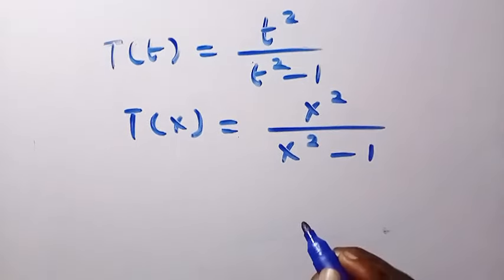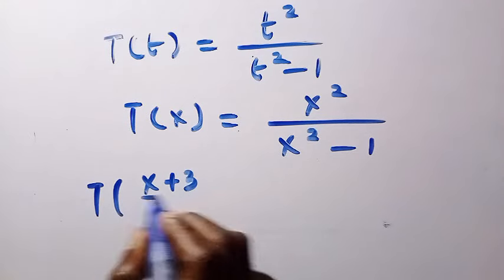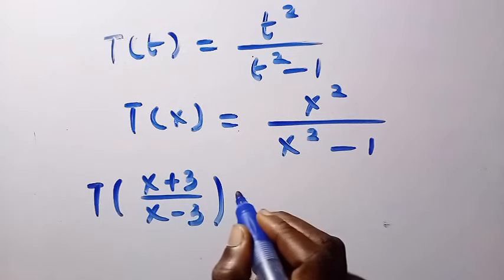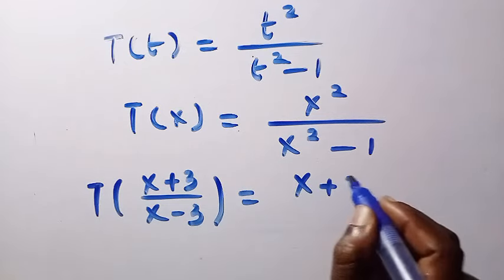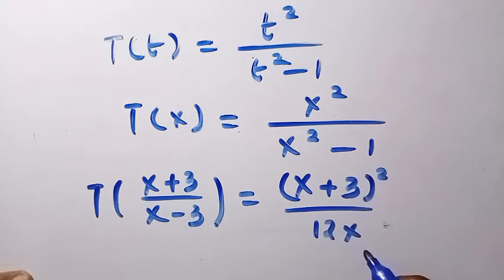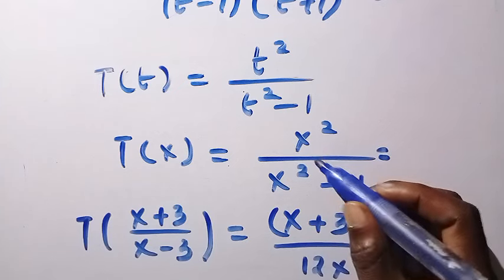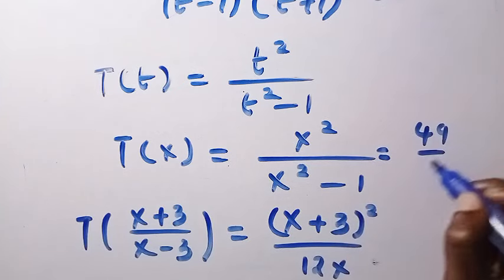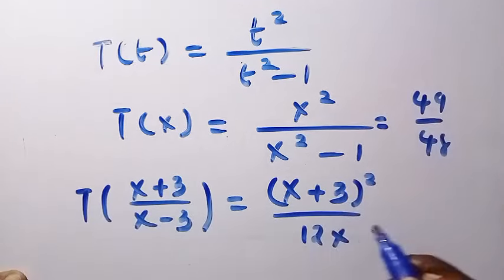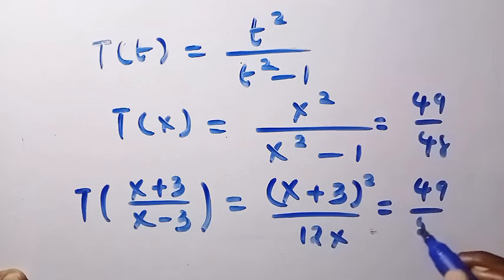We have two different things here. For the first one, we have t of (x plus 3)/(x minus 3) equals (x plus 3) all squared divided by 12x. Suppose we want to verify this. If I let x equal 7, we have 49 over 48. And if I let x equal 4 here, we also have 49 divided by 48. So this is how we stop. See you in the next class.